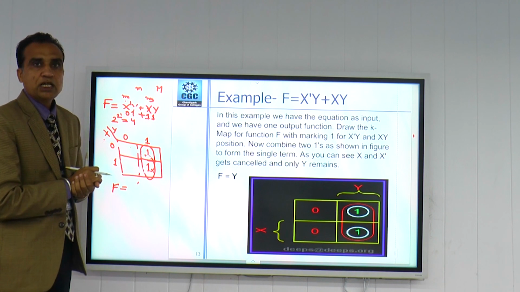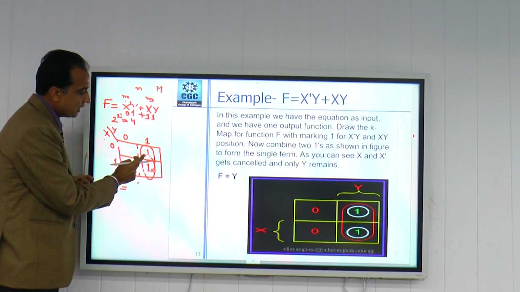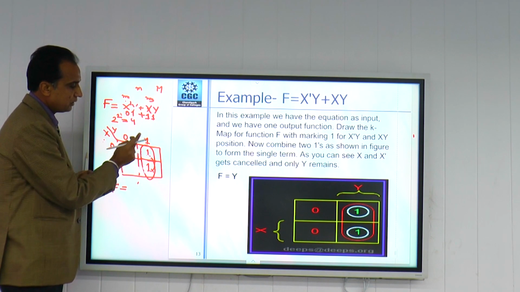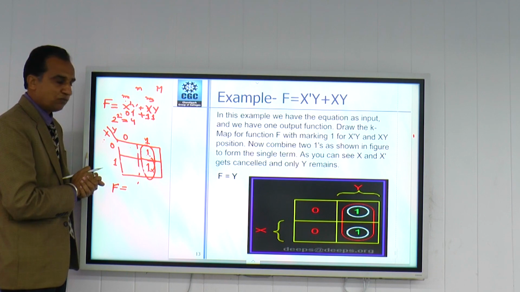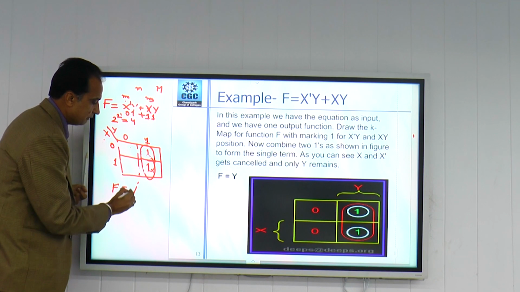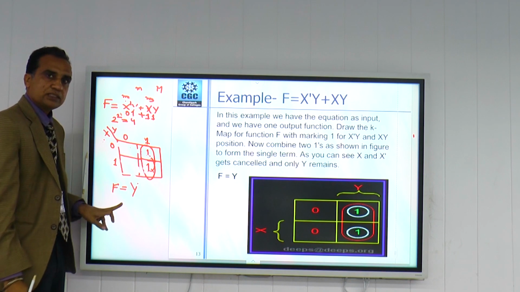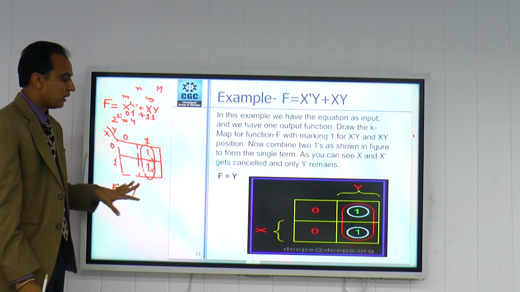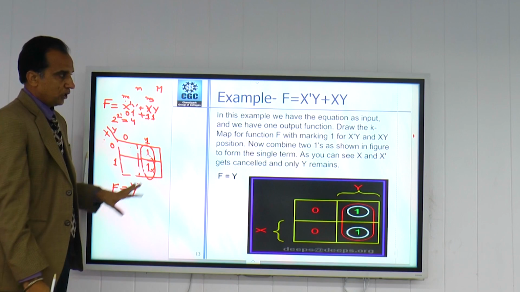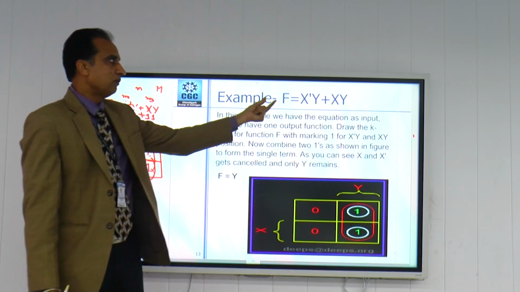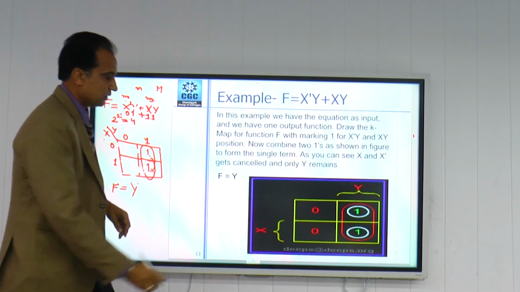So x will be eliminated. But the y value is the same for this one and this one. So the y value is the same, so it will act as the answer after simplification. So this is the result of the K-map after simplification. Now we have taken the example of only a two variable equation.